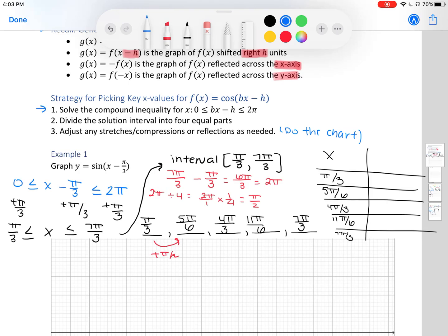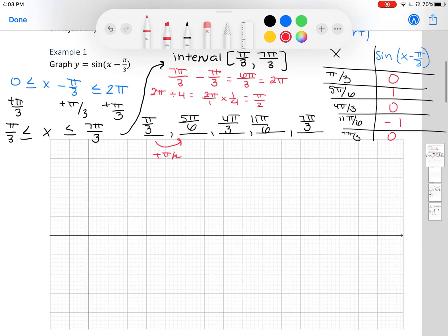And we plug it into our function, which is sine of x minus pi over 3. If we plug them in, for the sake of not making the video too long, I'll just go ahead and tell you what you should be getting. So for the first one, you should get 0, then you should get 1, 0, -1, and 0. So we plug them into our function. We want a graph that has a high of 1 and a low of -1.